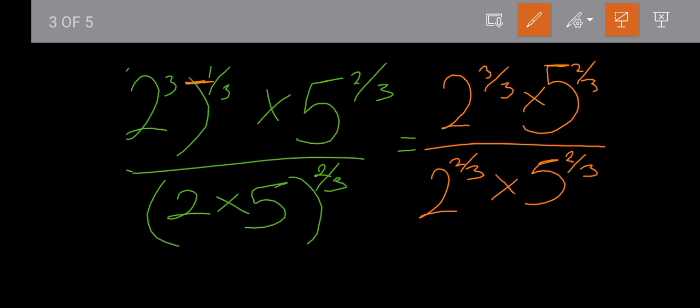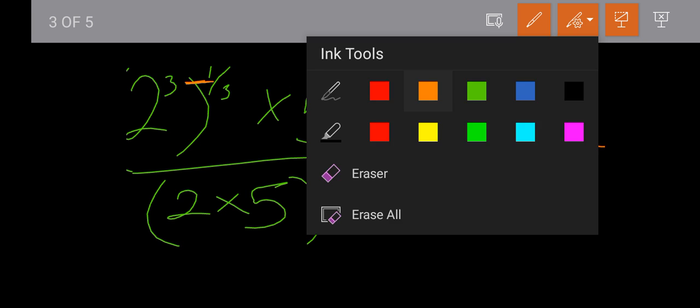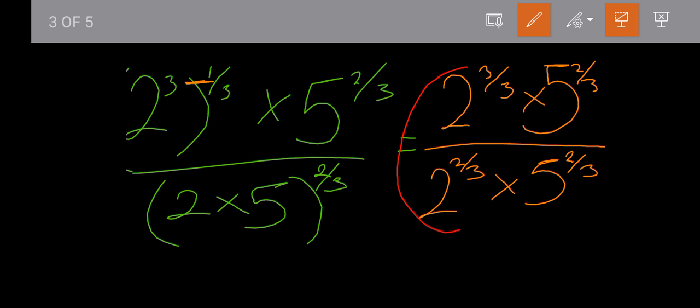And so with this, I can apply my indices. Now I can see 2 and 2 the same. Look at this, check this out. 2 and 2 are the same, so I can apply my indices. And I can see 5 and 5 the same. I can apply my laws of indices, which is division index.